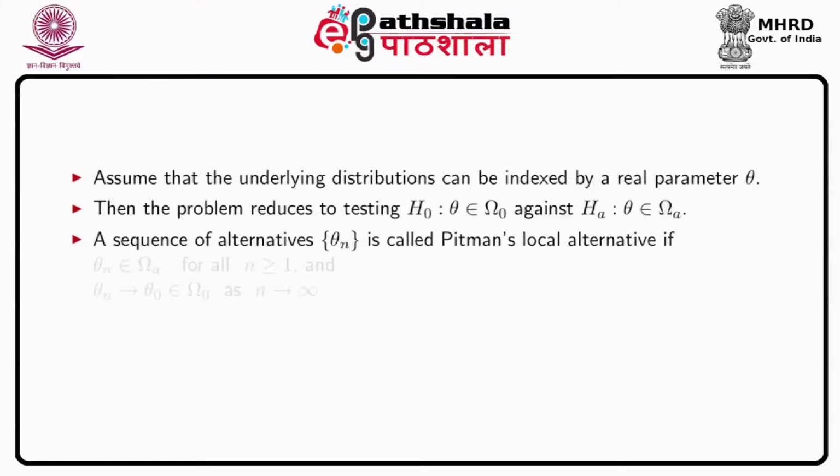Assume that the underlying distribution can be indexed by a real parameter theta, so that the problem reduces to testing H0 that theta belongs to omega naught against HA that theta belongs to omega A. Then a sequence of alternatives theta_n is called Pitman's local alternatives if, number 1, theta_n belongs to omega A for all n greater than or equal to 1, and number 2, theta_n tends to theta naught belonging to omega naught as n tends to infinity.